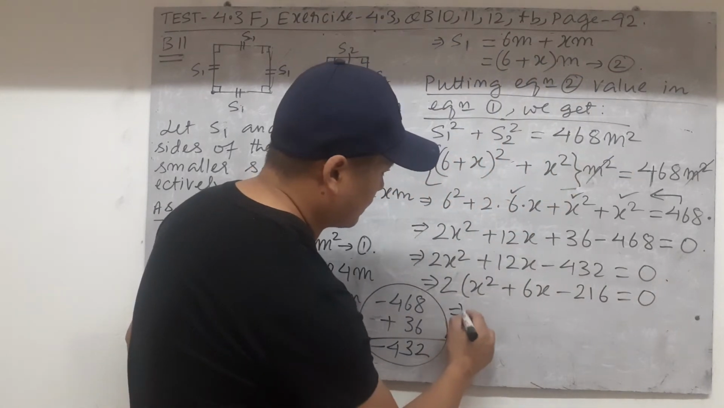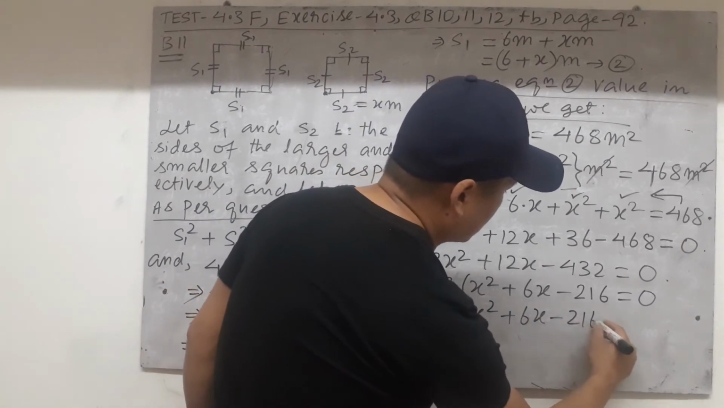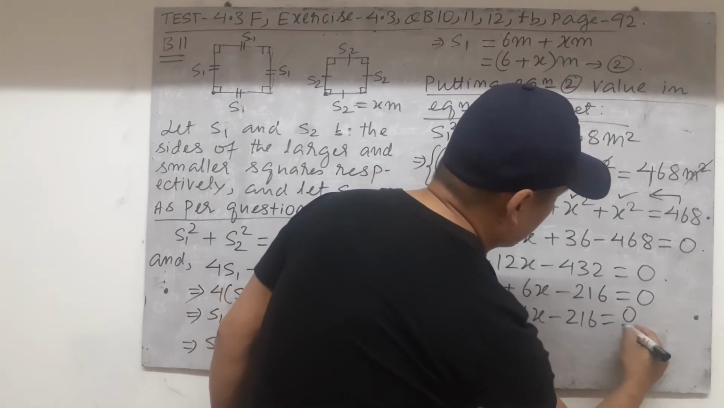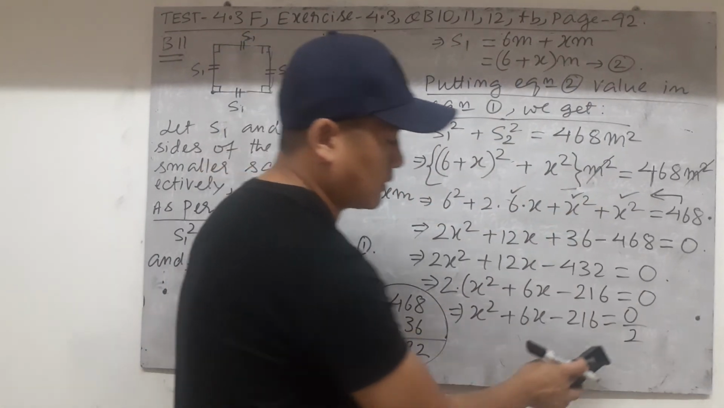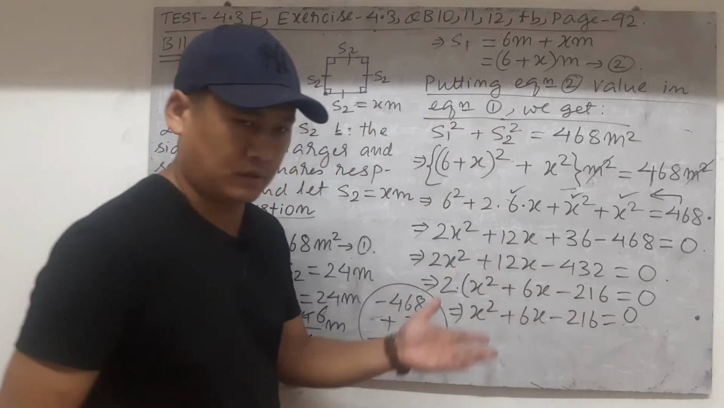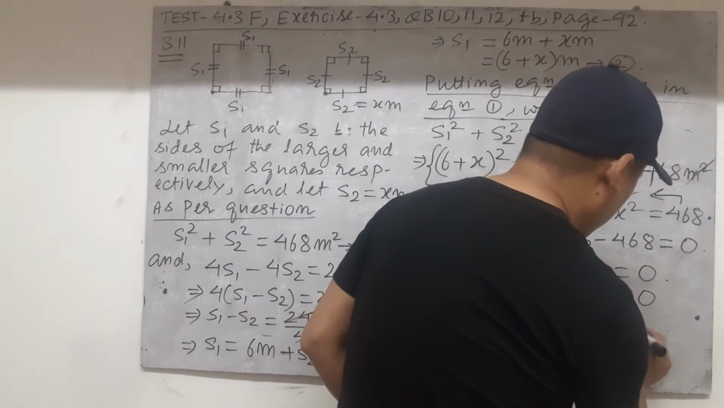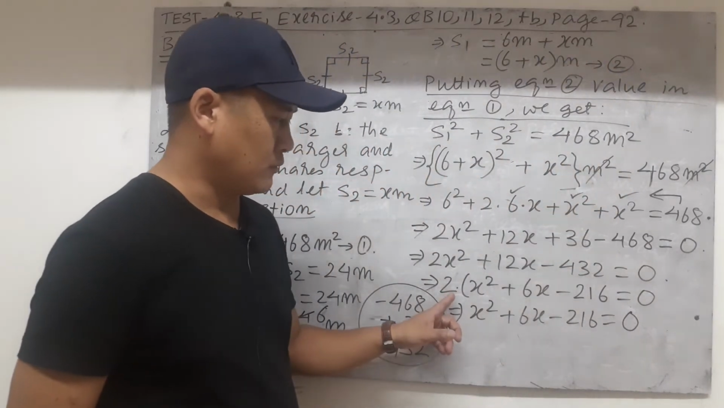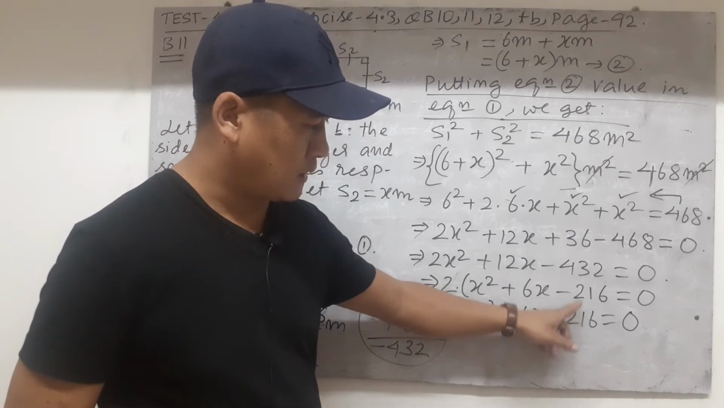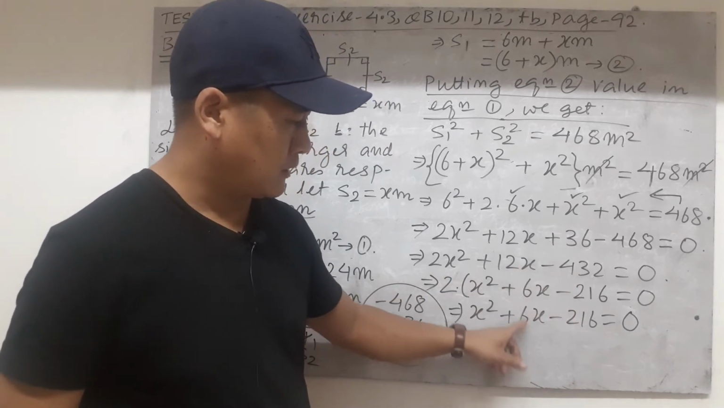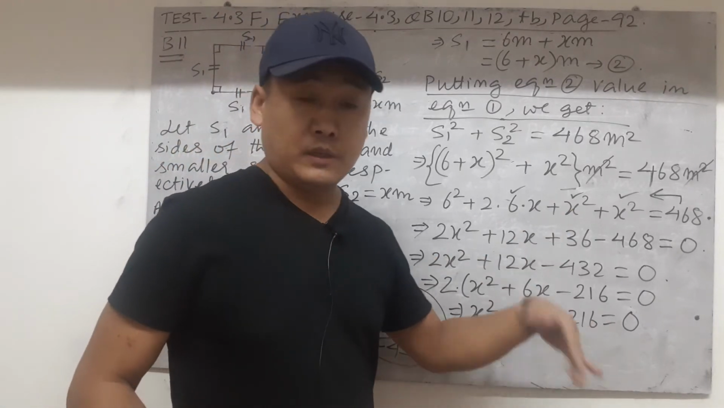Why are we doing this? Because see here, x squared plus 6x minus 216 will be a much simpler number. 0 divided by 2 is simply 0, because 0 divided by anything is 0. So why did we remove the common factor? Once we remove it, we'll be dealing with a smaller number, 216, which is smaller than 432, and 6 is smaller than 12. So when we take the common factor away, it becomes easier to split the middle term also.